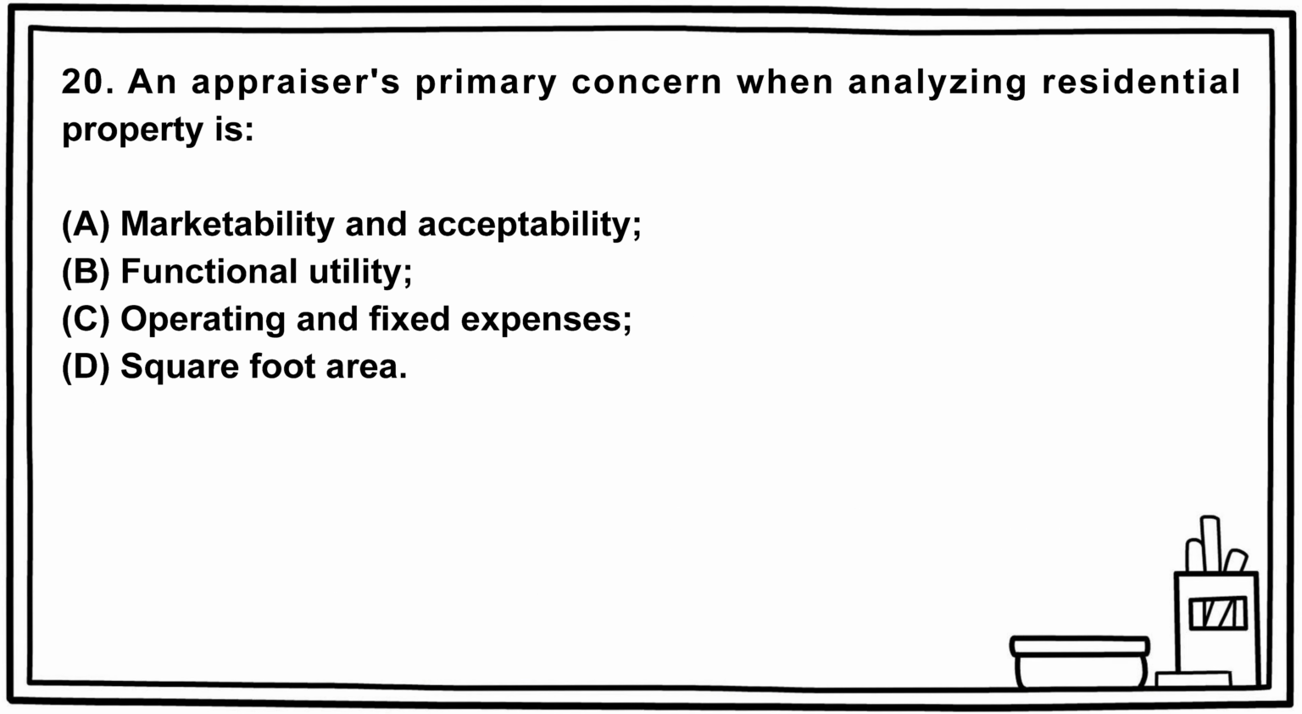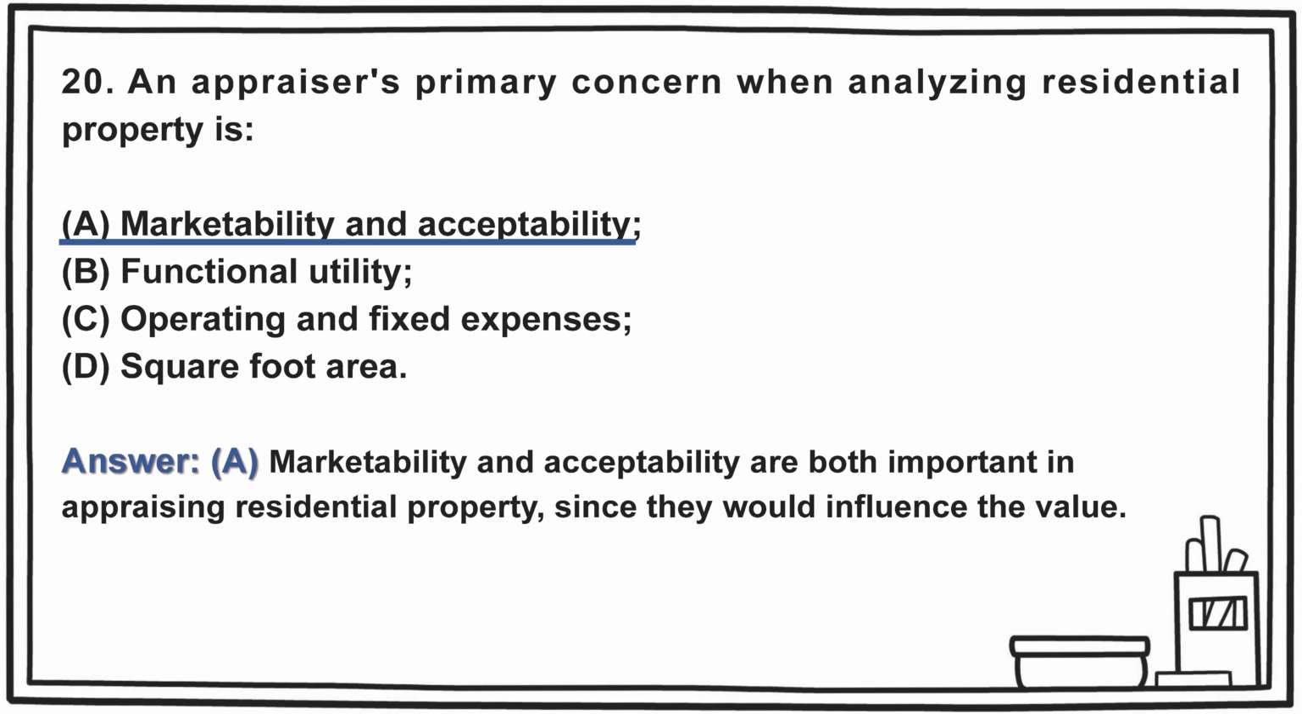An appraiser's primary concern when analyzing residential property is A. marketability and acceptability. B. functional utility. C. operating and fixed expenses. D. square foot area. Answer A. Marketability and acceptability are both important in appraising residential property, since they would influence the value.